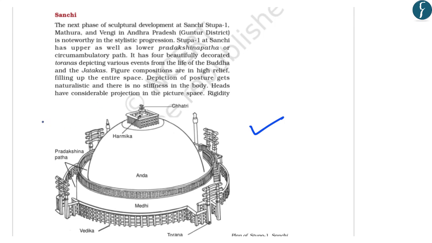And if you look at the architectural details, you can find that there is a circumambulatory path which is known as the Pradakshina Patha. Further, the 4 gates of entrance for this stupa are known as the Toranas. And on these Toranas or the entrance gates, various events from the life of Lord Buddha as well as Jataka stories have been decorated and depicted.